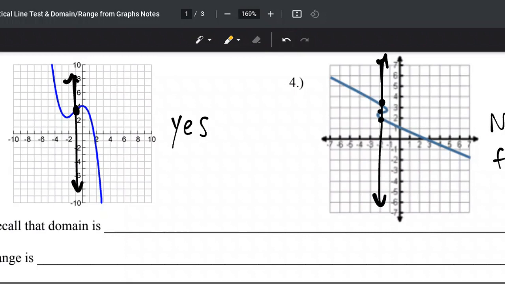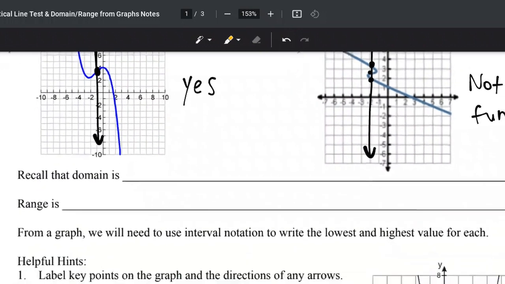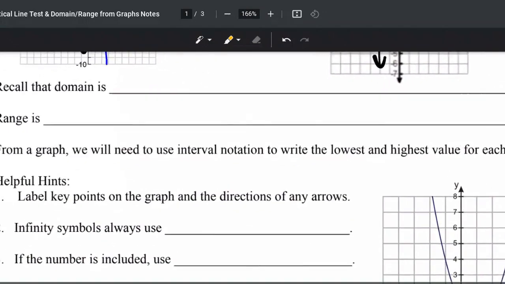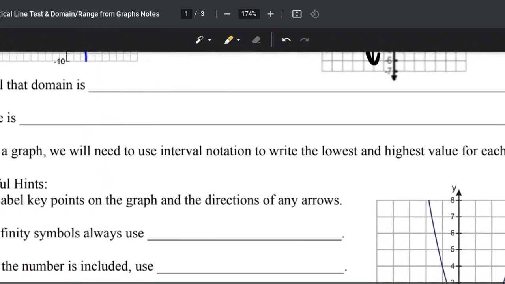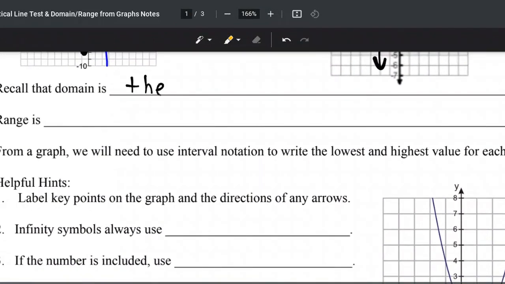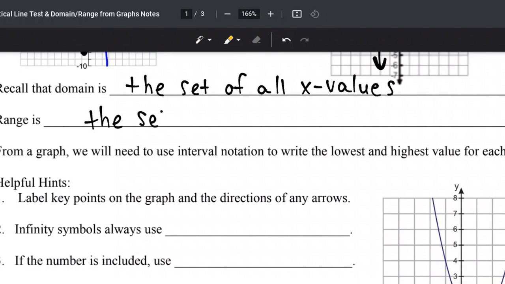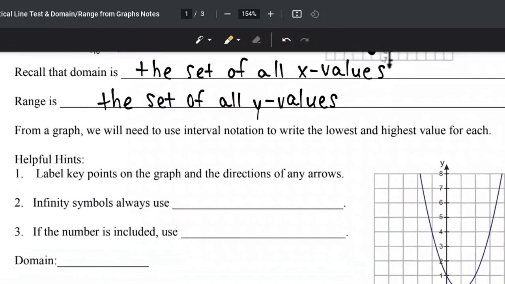Now let's start taking a look at finding the domain and range from a graph. If we think back to what we learned before, the domain is the set of all x values, while the range is the set of all y values. And when we write our domain and range of graphs, we're going to be using interval notation, and we always want to make sure we write it in the order of the lowest to the highest value for each one.